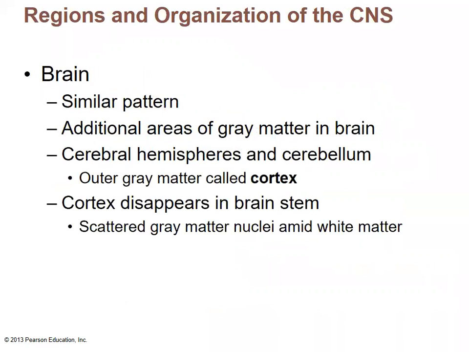For B, in the blank, please write brain. The brain's composition or organization is similar to that of the pattern of the spinal cord. There are some additional areas that are composed of gray matter than what's located in the spinal cord. The cerebral hemisphere and the cerebellum have an outer gray matter called the cortex, and the cortex actually starts to disappear as you enter into the brainstem.